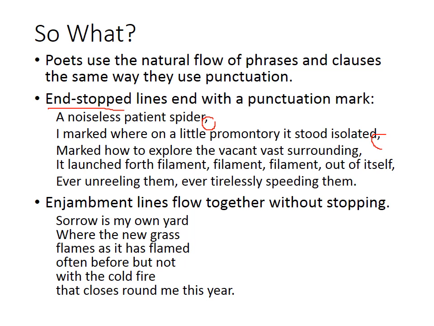So poets can use end-stop lines where we pause either with a comma or a period at the end of each line. So here, "A noiseless patient spider, I marked where on a little promontory it stood isolated, marked how to explore the vacant vast surrounding. It launched forth filament, filament, filament, out of itself, ever unreeling them, ever tirelessly speeding them." I'm already told where I'm supposed to pause. So in this case, the poet sort of wants us to stop and contemplate.